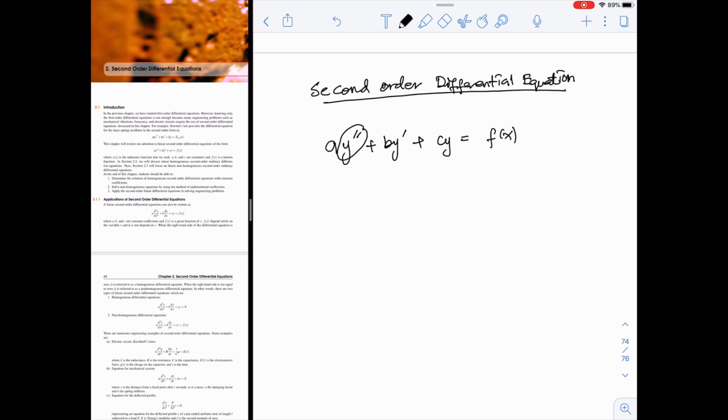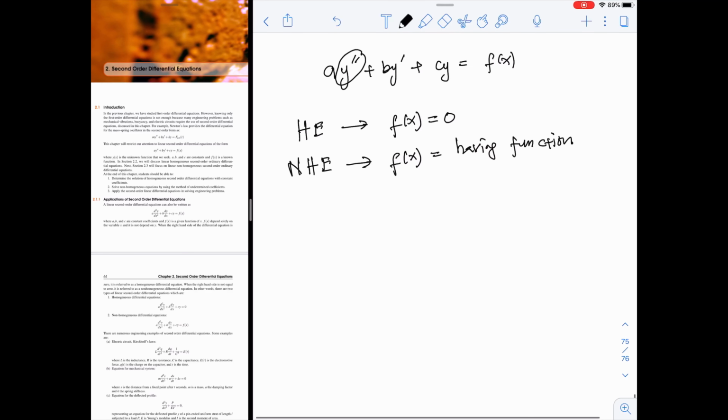The second order is represented by these terms, and the second order differential equation can be divided into two types. First, the homogeneous equation, where f(x) is equal to 0, and then the non-homogeneous equation, where f(x) has functions. So in this chapter you have to learn how to solve the homogeneous equations and also how to solve the non-homogeneous equation using the undetermined coefficient. We will go one by one.